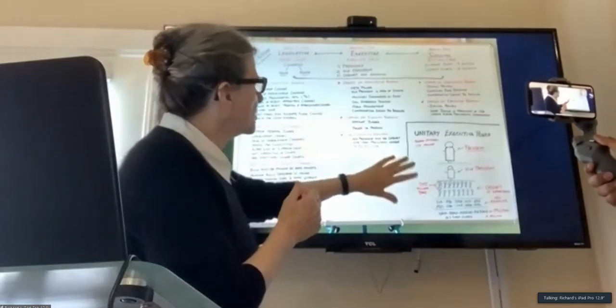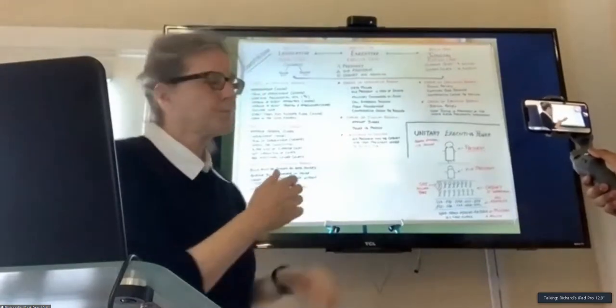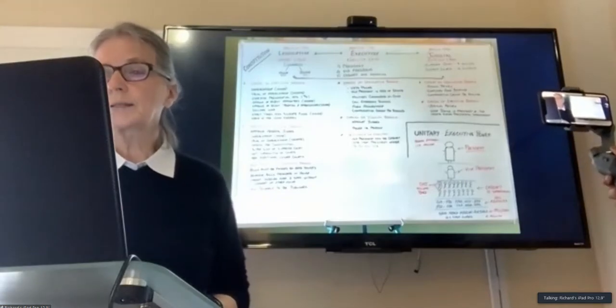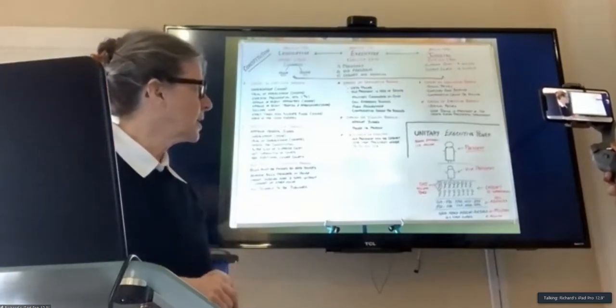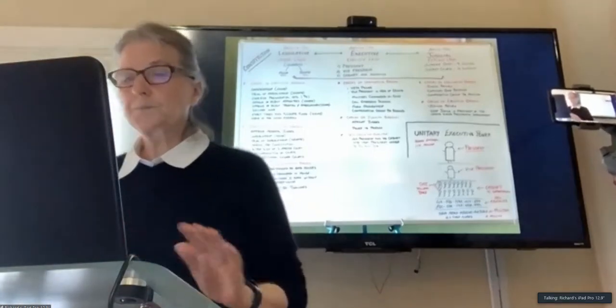Article 2 goes into a little bit more detail on the executive powers. So I'd like to give a few examples of how presidents in our history have used the executive power, unitary executive power.